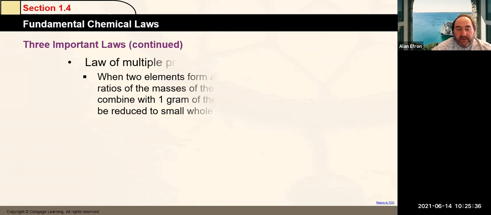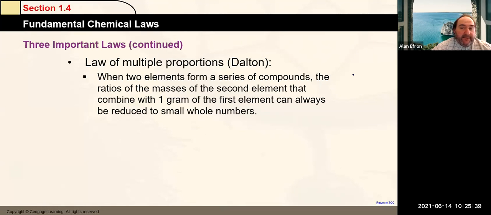Another important law was one by Dalton. It's the law of multiple proportions. Basically what he said was that when we take 2 elements to form a compound, the ratio of the mass of the second element that combines with 1 gram of the first one can always be reduced to its smallest whole numbers. So basically what he's saying is that when these elements come together, they come together in whole number ratios, if you will.